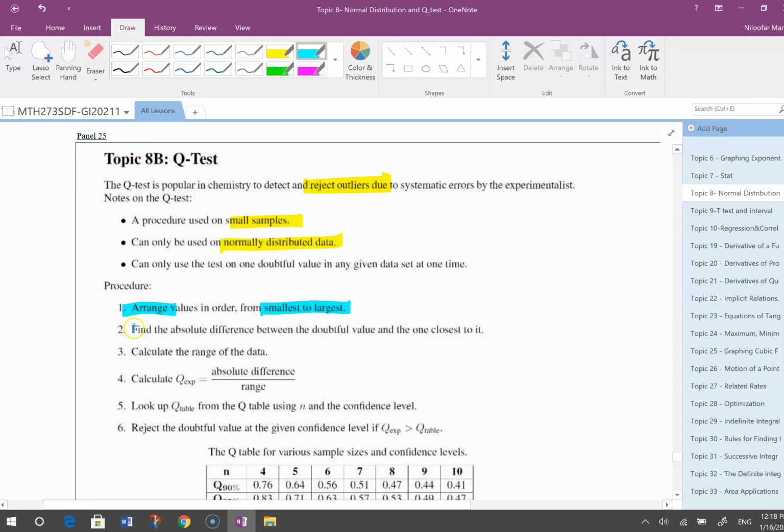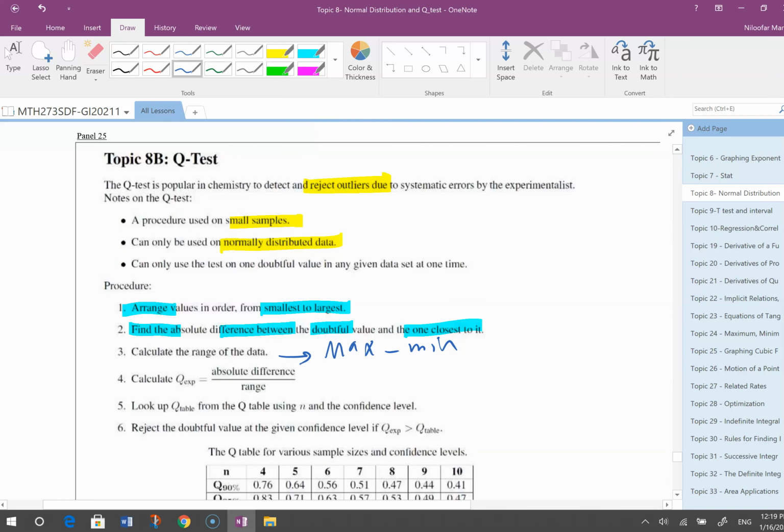Then find the difference between the doubtful one and the closest one. When I say difference, means absolute value. Difference should be positive, so absolute difference should be positive. Okay, means larger minus small. Calculate the range. Range means maximum minus minimum. Maximum data minus minimum data is range. Then you divide them.